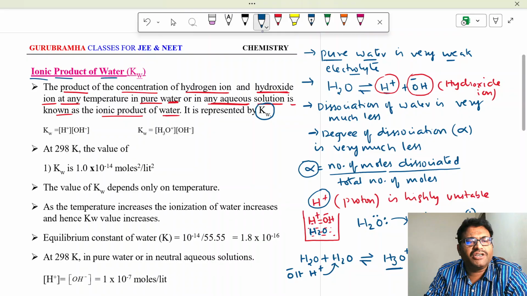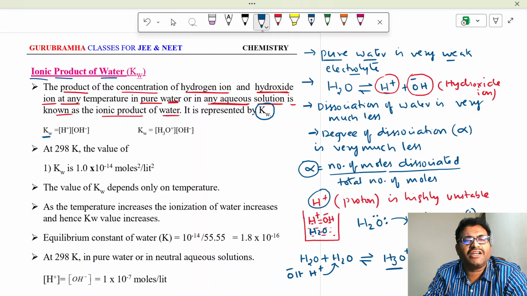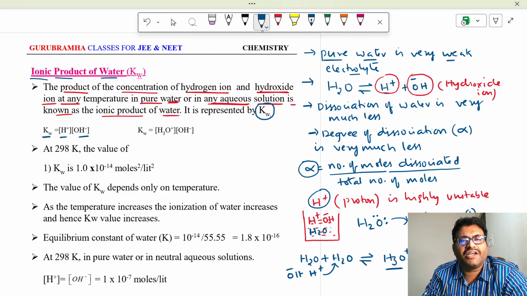So Kw is equal to the product of H plus ion concentration and OH minus ion concentration. And this is called the ionic product of water. Or, as H plus is unstable and combines readily with water to form H3O plus, it can also be represented as H3O plus ion concentration into OH minus ion concentration. Either way you can represent it.